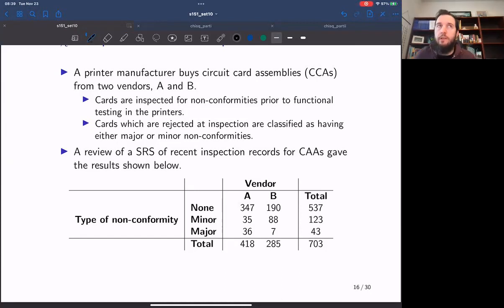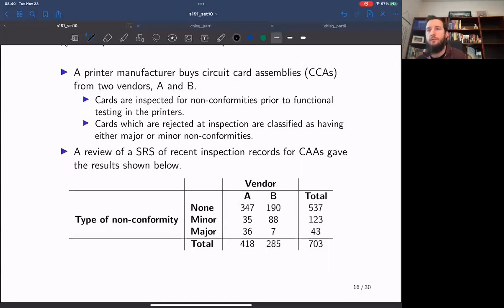At the bottom of slide 16, you can see a two-way contingency table. This two-way contingency table is showing us the data for the problem. So what we have are counts for each of the different categories. So for example, 347 of the circuit card assemblies from vendor A had no nonconformity. 88 of the circuit card assemblies from vendor B had minor nonconformities. 36 of the circuit card assemblies from vendor A had major nonconformities. There was a total of 123 minor nonconformities. There was a total of 285 circuit card assemblies from vendor B and a total of 703 circuit card assemblies in the entire study. Okay, so just recapping how to read the two-way contingency table.